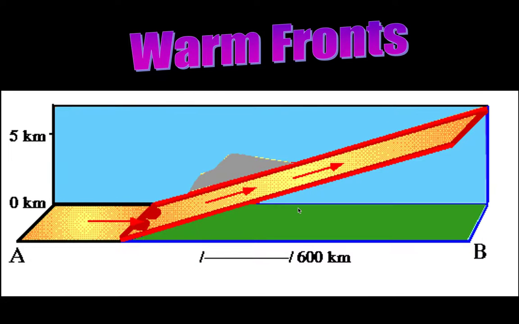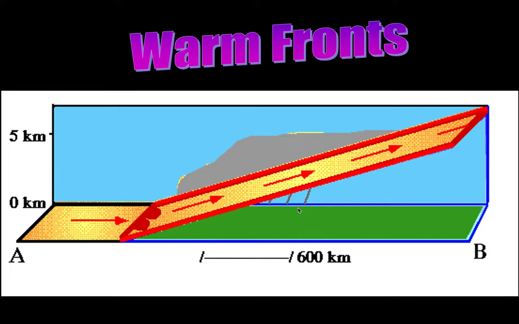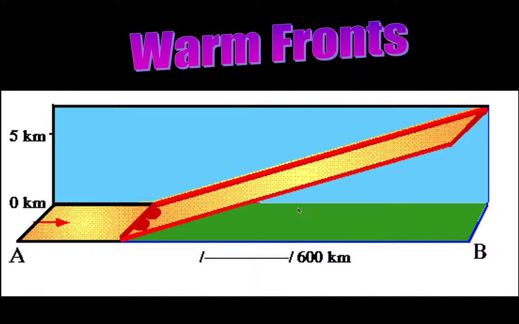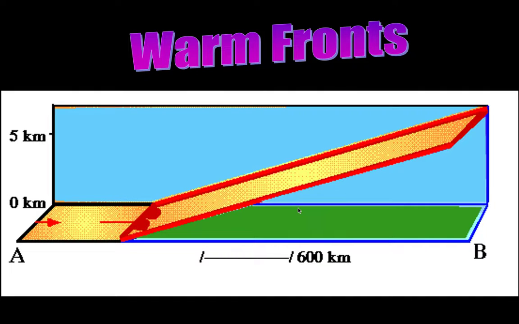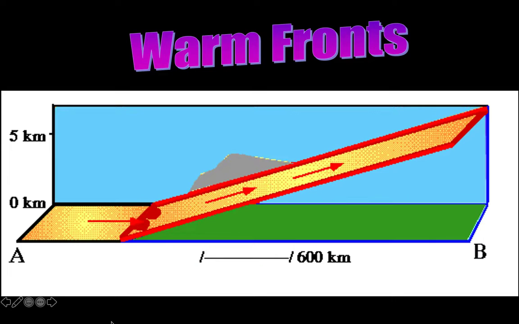So I hope that this has helped. One of the key things to remember is that the unequal heating of Earth's surface leads to air masses. Air masses colliding leads to fronts, and fronts bring changes to our weather.